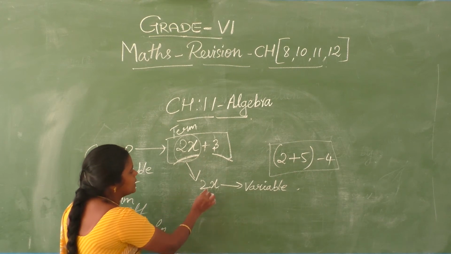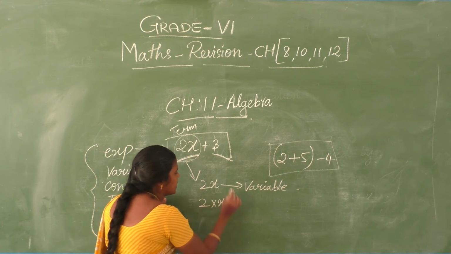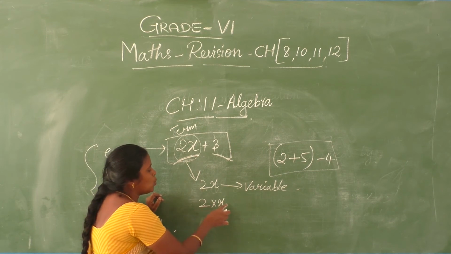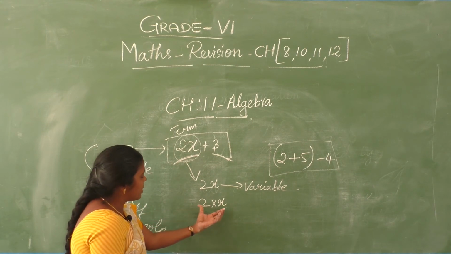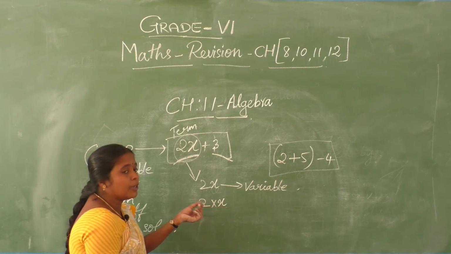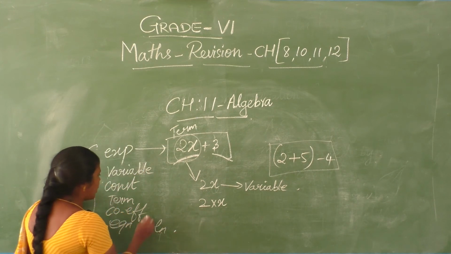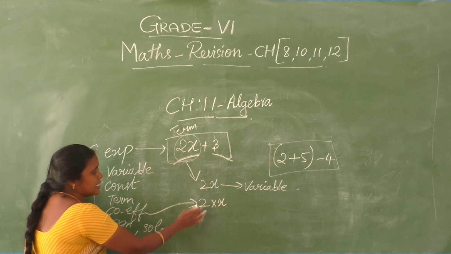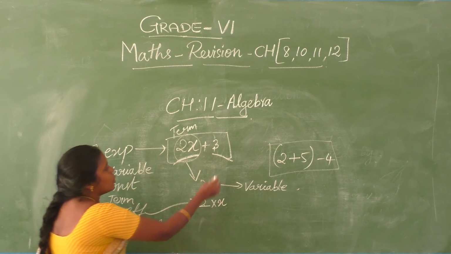What about this 2? Actually in 2x, 2 and x are connected through multiplication notation. 2 into x is 2x. Here 2 and x are factors of the term 2x. Here x is the variable. The 2 is called the coefficient of the variable x. What is 2 called? Coefficient. The coefficient of the variable x is 2 in this term 2x. Understood or not?